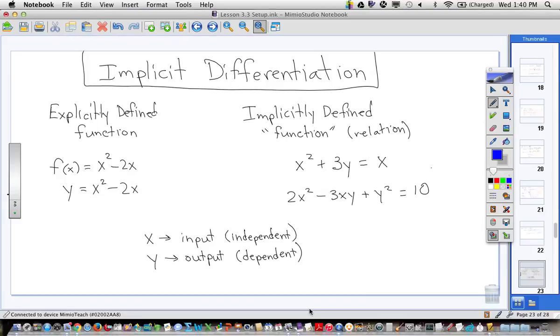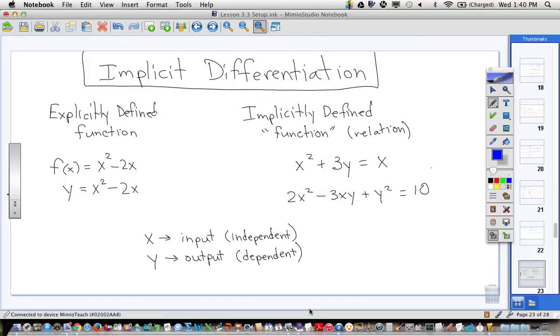Now, sometimes we write f of x, sometimes we write y. Those are really interchangeable. f of x equals x squared minus 2x, y equals x squared minus 2x. That's an explicitly defined function. It's right there, plain sight, what the function is. An implicitly defined function is where the y is not by itself.